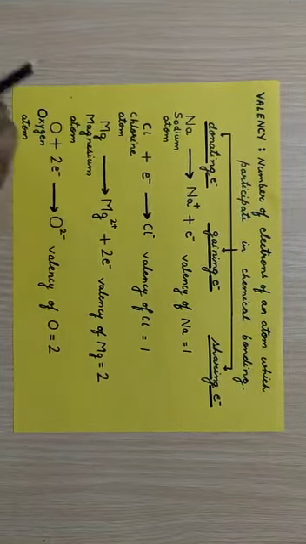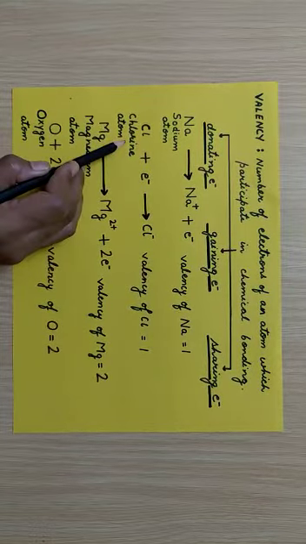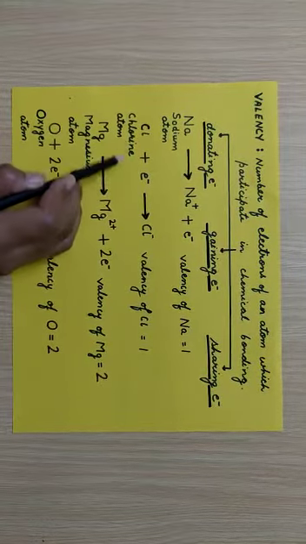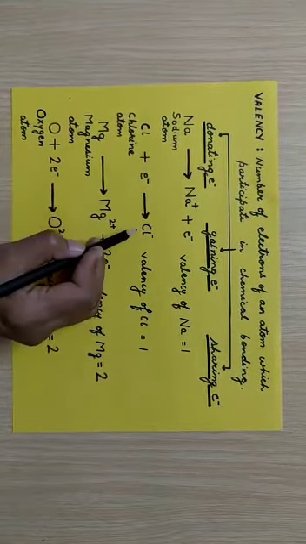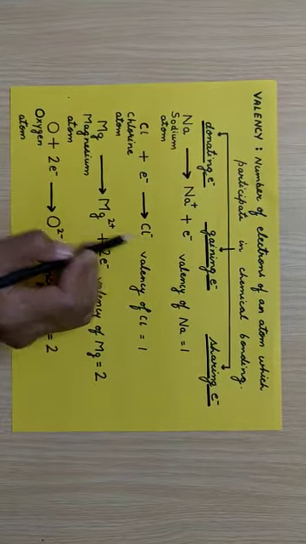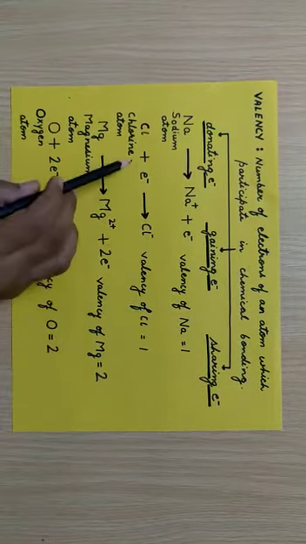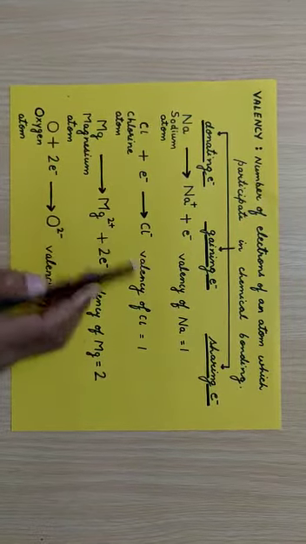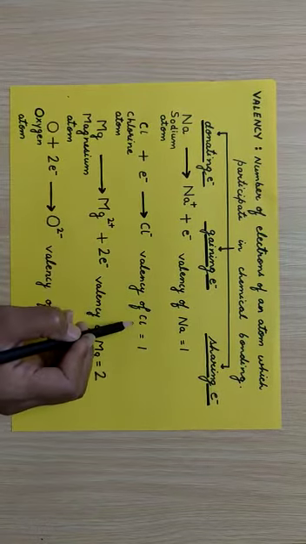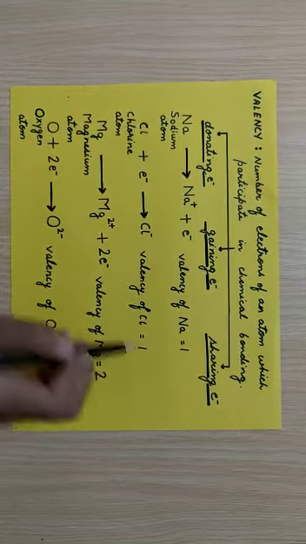Then coming to the chlorine atom. The chlorine atom, while combining, always accepts or gains one electron and forms the chloride ion, that is Cl-. Because the chlorine atom always gains one electron while undergoing reactions, the valency of chlorine is 1.